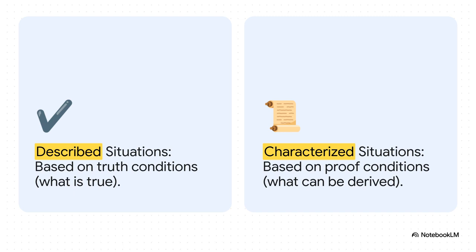And just to give you a quick taste of how deep this goes, the model can even tell the difference between two kinds of situations. One is just described, based on what is stated to be true. The other is characterized, based on what you can logically figure out from the evidence, and that's a huge deal. It's the difference between an AI that just spits back facts and one that can actually make logical inferences.